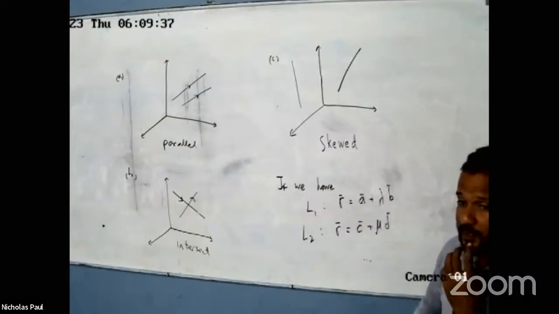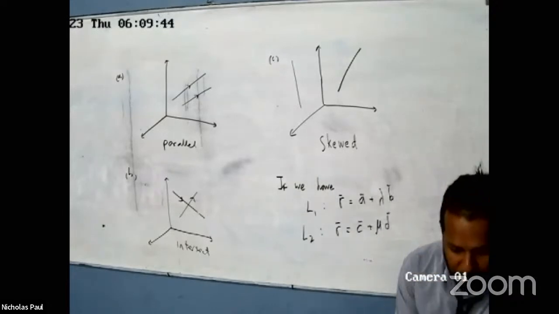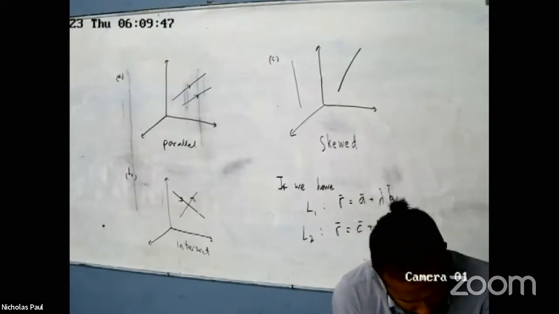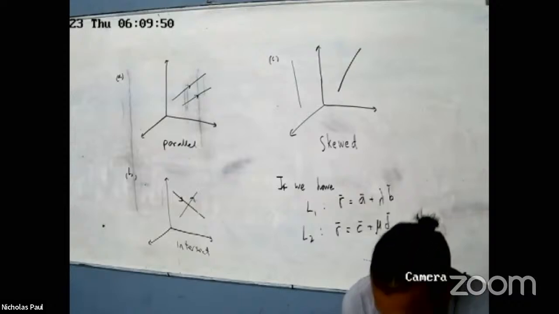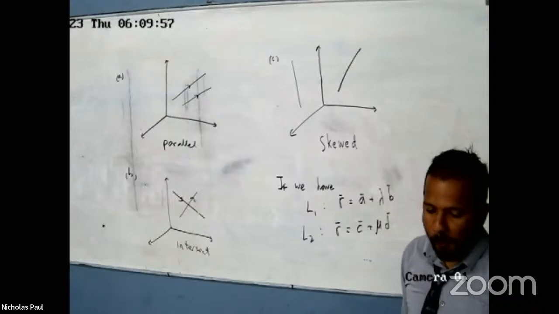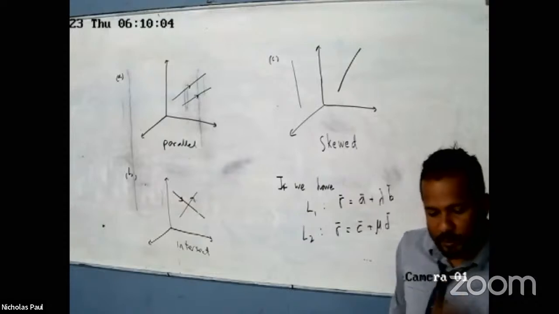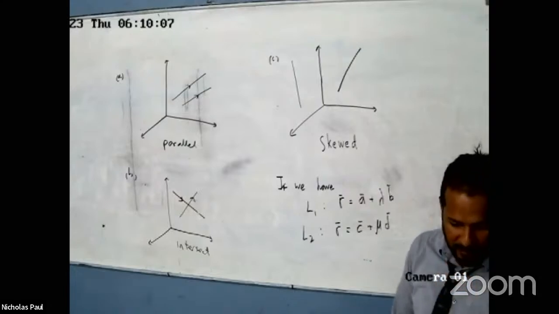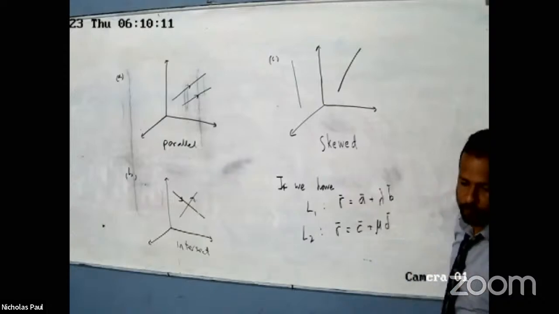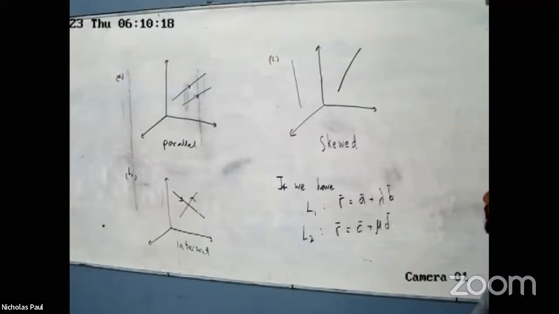To determine if the lines are parallel, check the direction vectors of both lines and determine if they are multiples of each other.